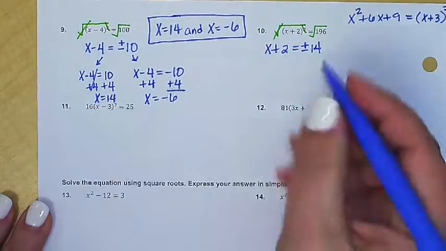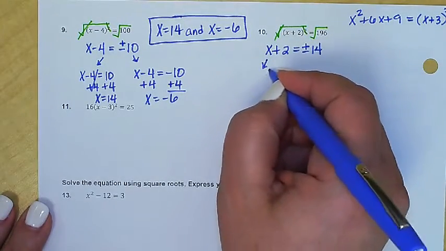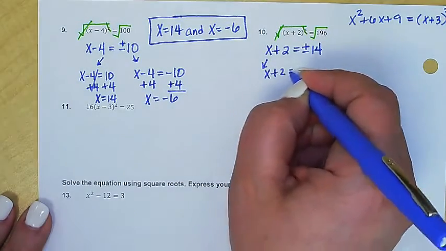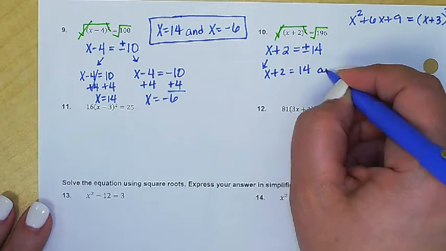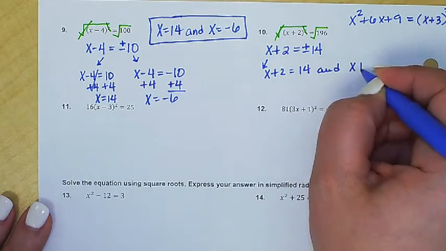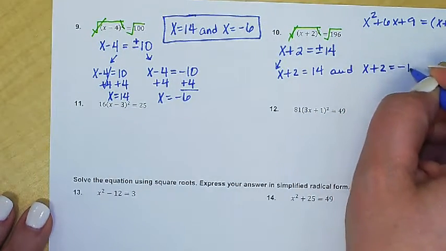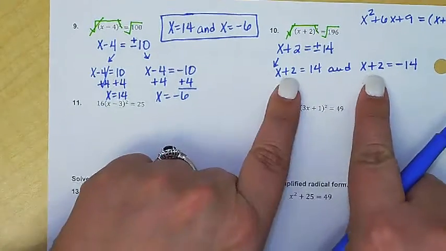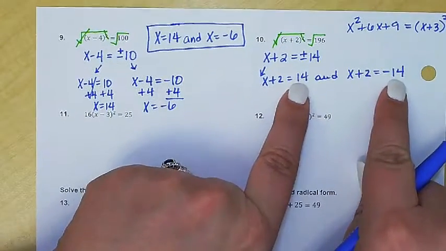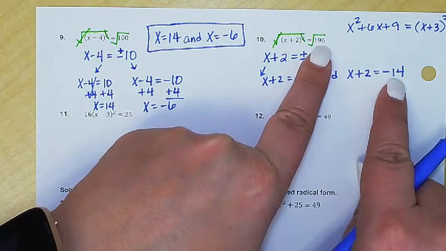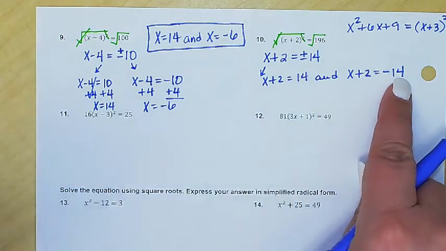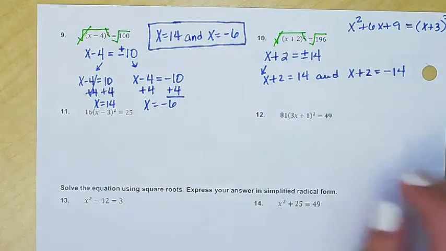And therefore, I want to branch this out. So one of our solutions is going to be when that x plus 2 is equal to the positive 14. And the other solution is going to be when that x plus 2 is equal to the negative 14. Notice the x plus 2 part does not change. What changes are the 14s, because those are the two roots to that square root of 196. It's positive 14 and negative 14. That's the only one that switches signs on us.